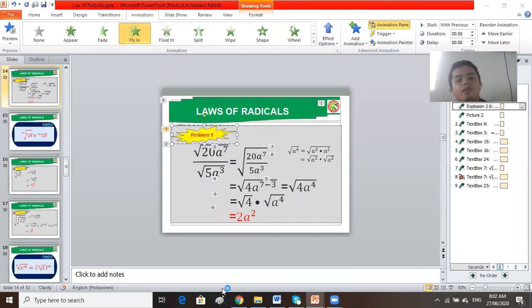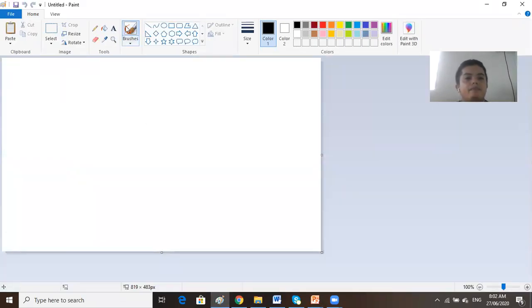I'll give you another example, and I will write this one in Paint. For example, you have the square root of a^6. Instead of writing this as a squared times a squared times a squared, that's a^6, the square root of each a squared is a, and so on, so the answer is a cubed.